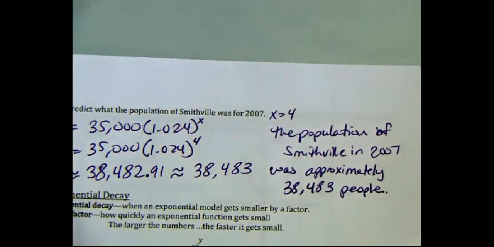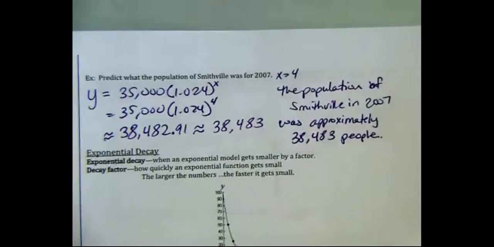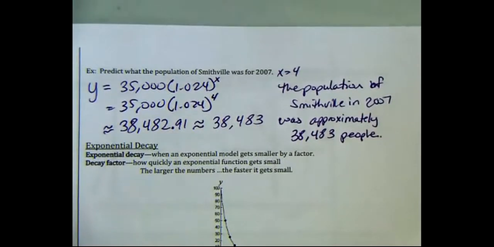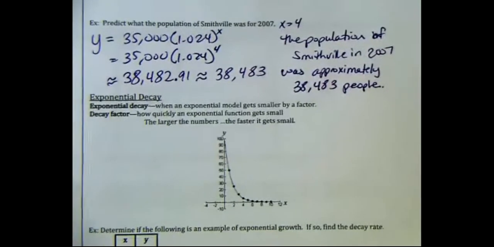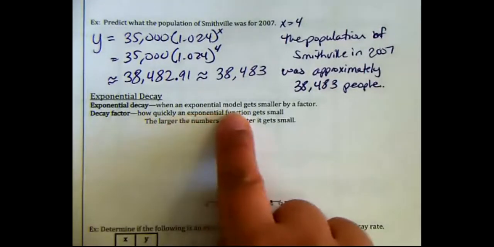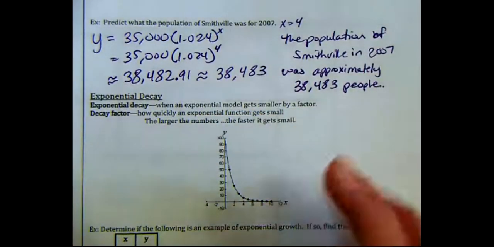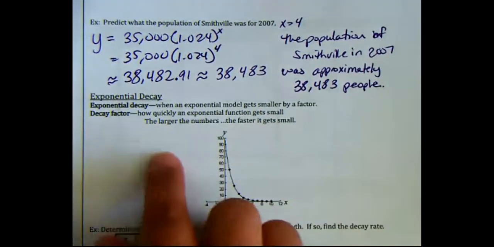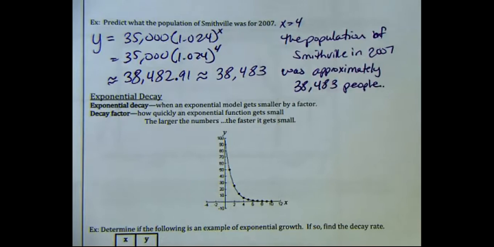Then we're going to look at decay. So similar activities, similar idea, but for decay, our numbers are getting smaller. For exponential decay, our model is getting smaller by a certain factor. The decay factor is how quickly an exponential function gets smaller.